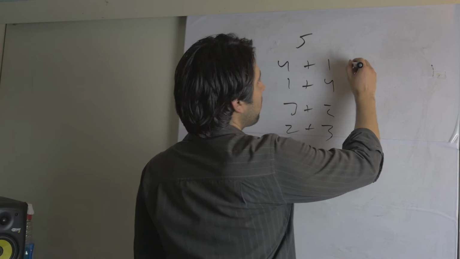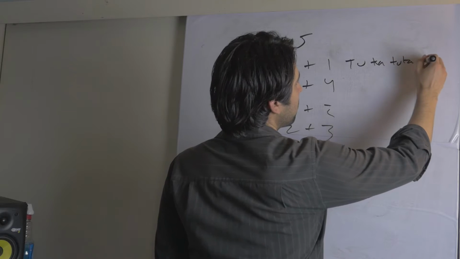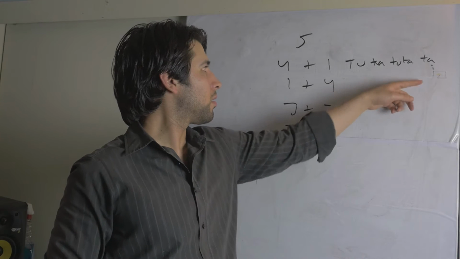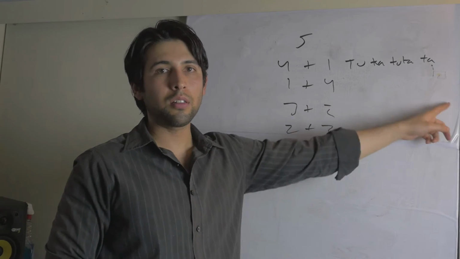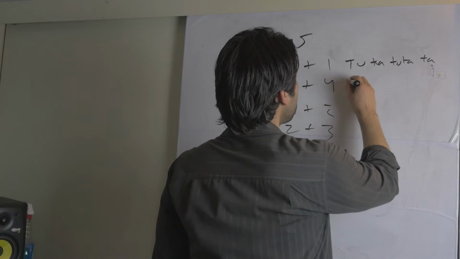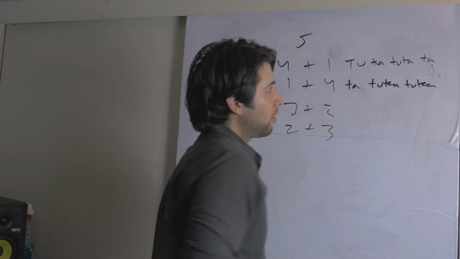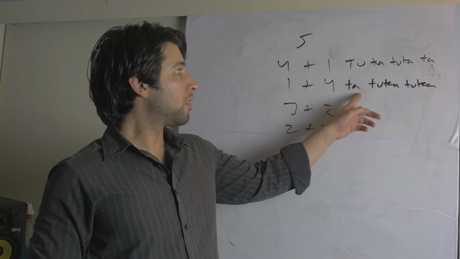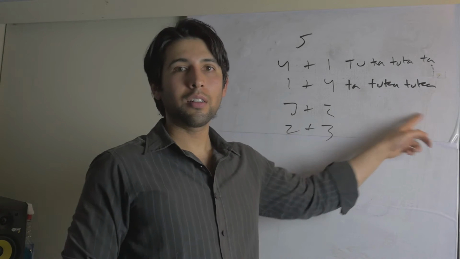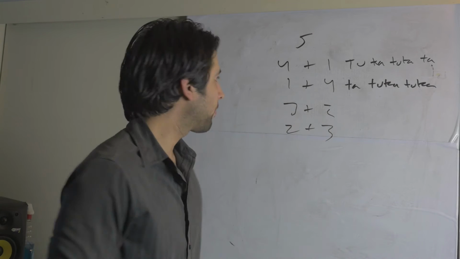So you could say, taka taka taka ta, taka taka taka ta, taka taka taka ta. That's five, four plus one. And one plus four: ta ta ka ta ka, ta ta ka ta ka, ta ta ka ta ka. That's five.